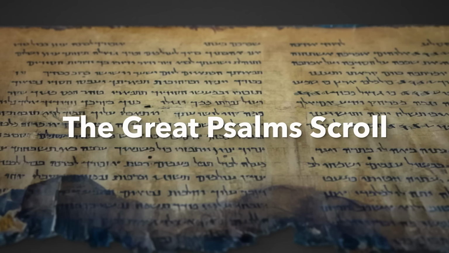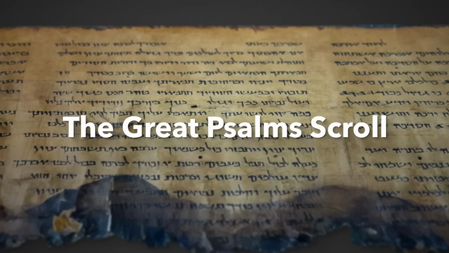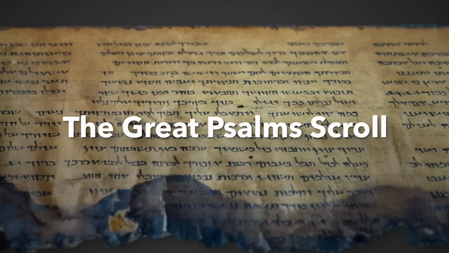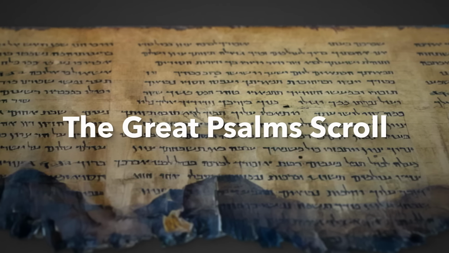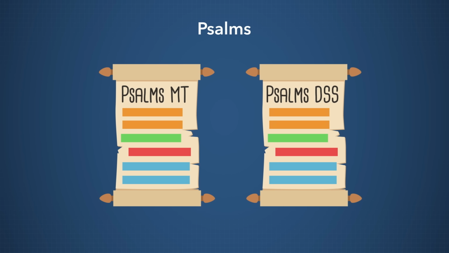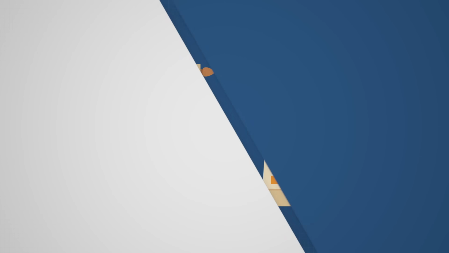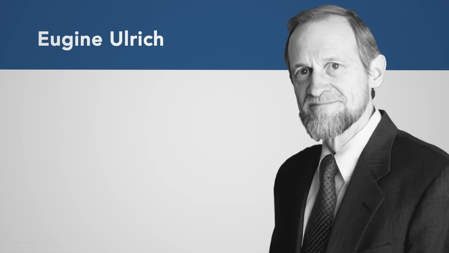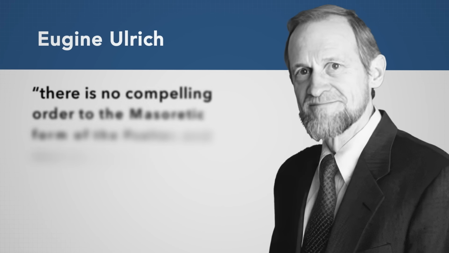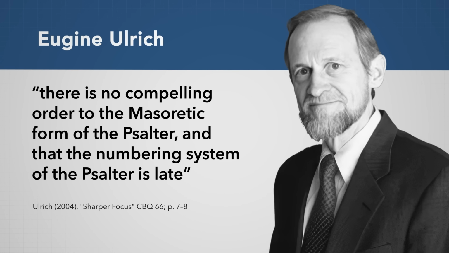Similarly, the Great Psalms scroll found in Qumran is very different to the Book of Psalms you'll find in the Masoretic Text. The order of the hymns is very different, and there are new hymns not found in the Masoretic Text. Eugene Ulrich explains how the scrolls reveal that there is no compelling order to the Masoretic form of the Psalter, and that the numbering system of the Psalter is late.